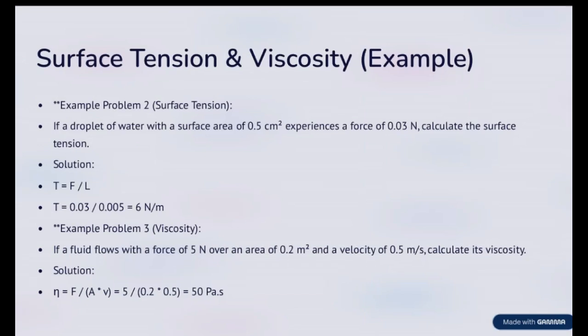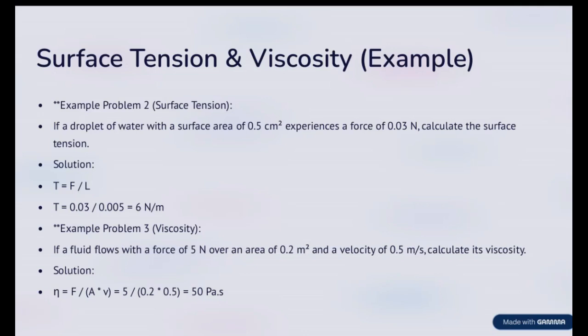So let's see. We have two examples here. The first example is under surface tension. The second example is under viscosity. So for the question under surface tension, you will see the question typically like, it will say if a droplet of water with a surface area of 0.5 centimeters squared experiences a force of 0.03 Newton. Calculate the surface tension.